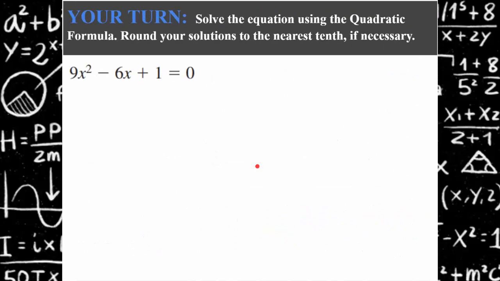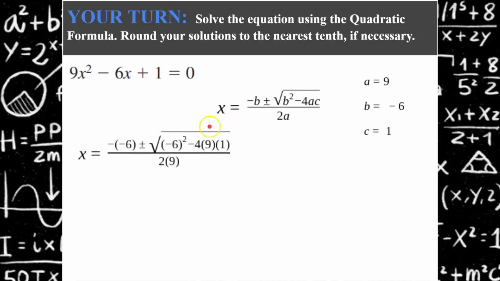Your turn. Go ahead and hit pause. Come back and hit play when you're ready to check your work. Welcome back. So again, I wrote down the quadratic formula, the values of a, b, and c, substituted them in, simplified my math, discovering that my radicand is 0.